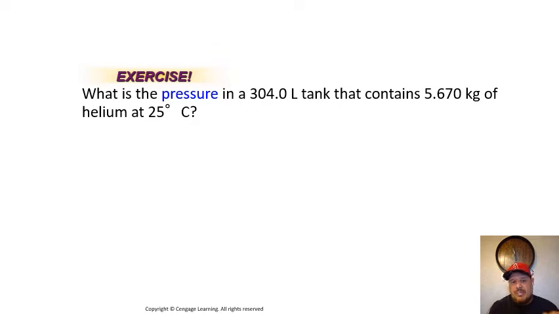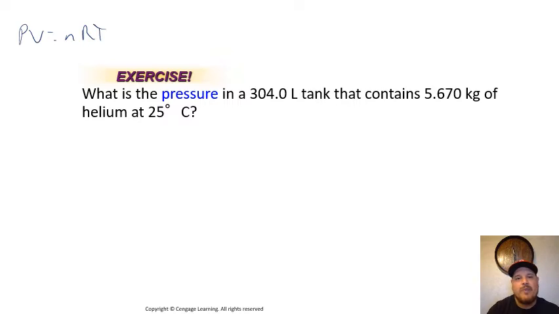All right, here's another example, and this problem is a little bit different than the last one. What is the pressure in a 304.0 liter tank that consists of 5.670 kilograms of helium at 25 degrees Celsius? Once again, this is an ideal gas law problem, so we have PV equals nRT.